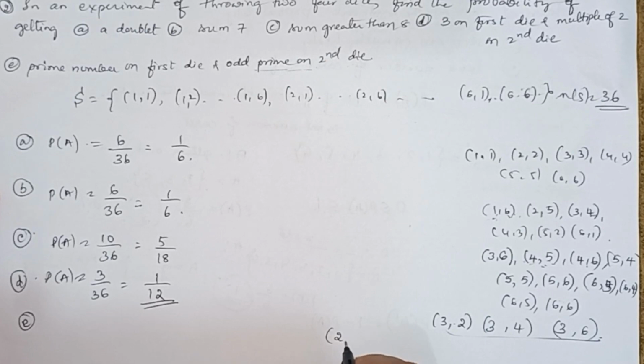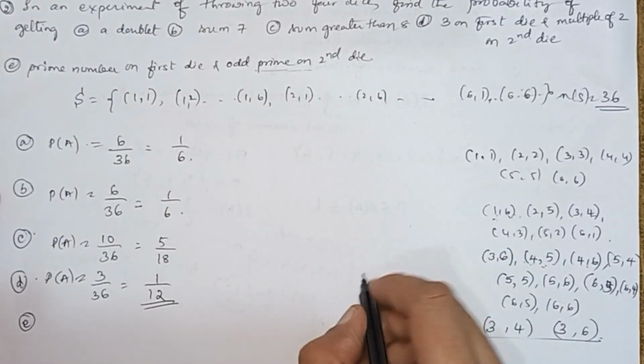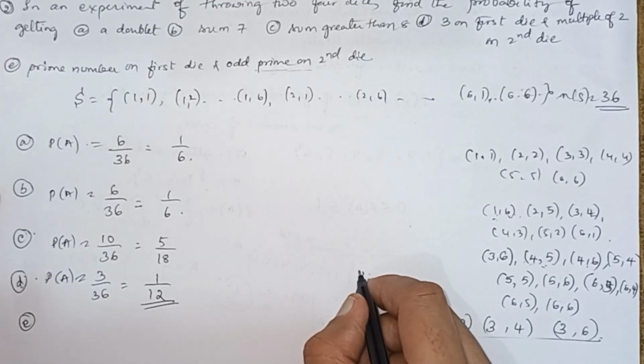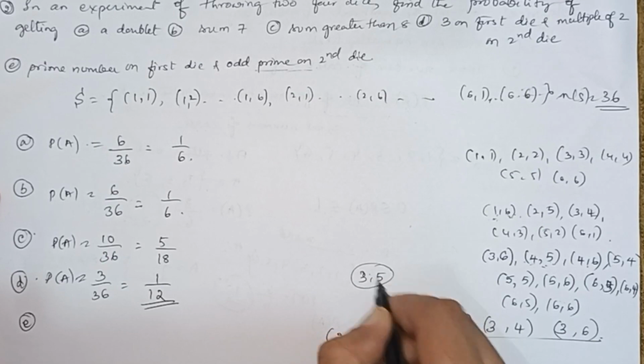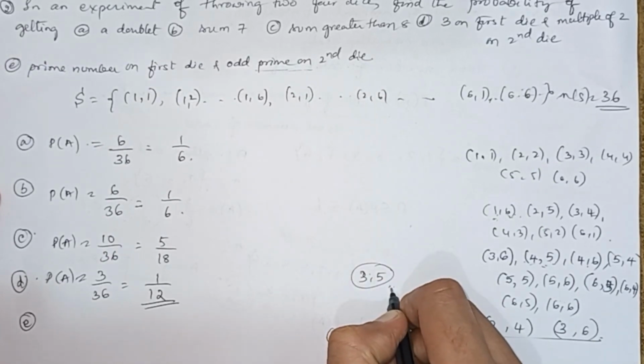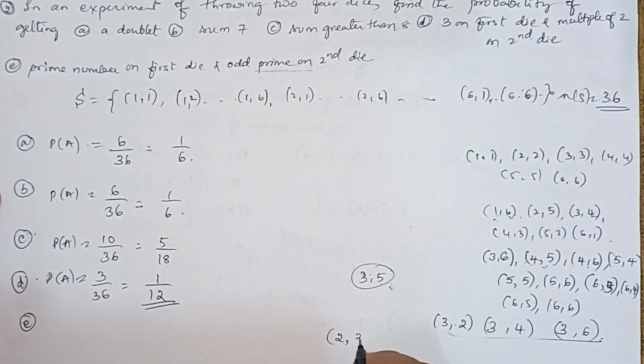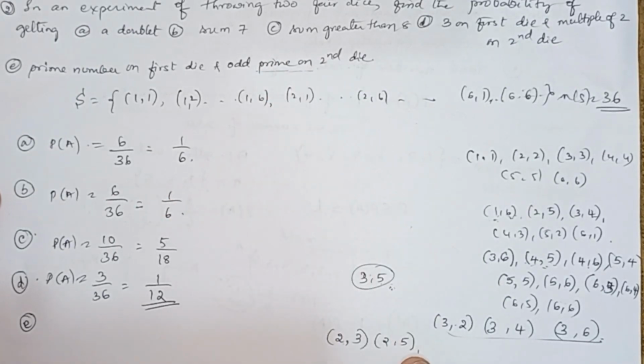So first, the smallest prime is 2. You can start with 2, with an odd prime on the second. Odd primes are 3, 5, 7, and so on. Out of which 3 and 5 are possible because these are the numbers appearing on a die. So 2 comma 3, 2 comma 5, odd prime number on the second is the possibility.